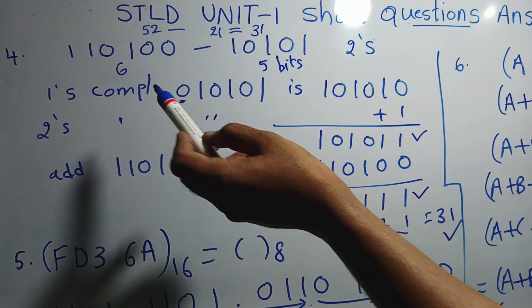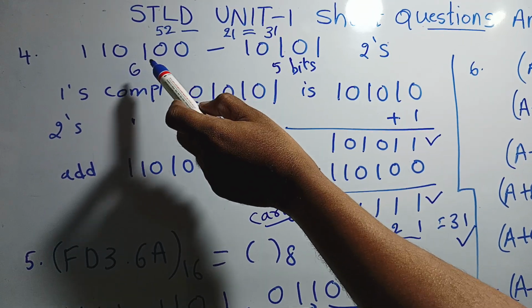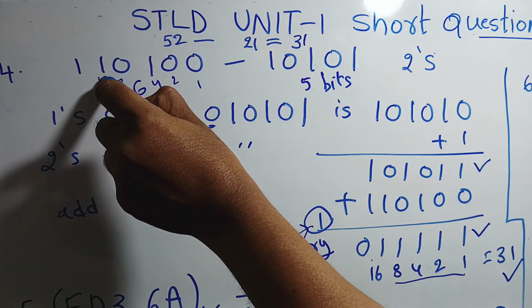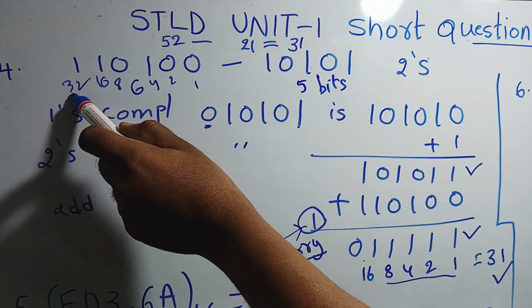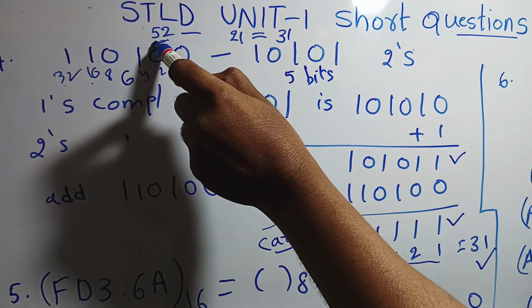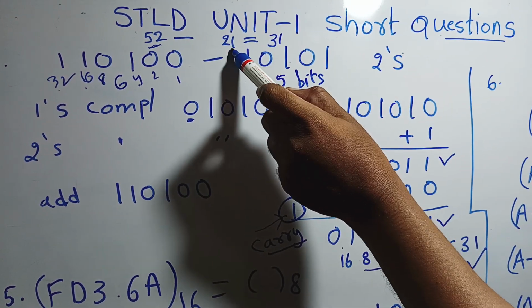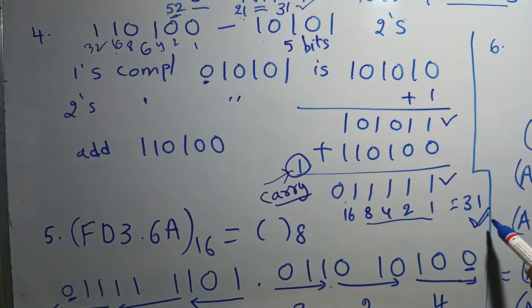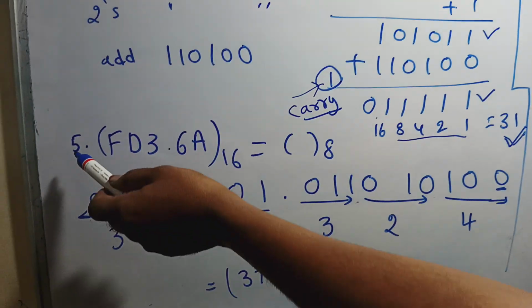Similarly, you can verify this answer 110100. So 1 2 4 8 16 32. 32 plus 16 is 48, 48 plus 4 is 52. Similarly, 10101 is 21. 52 minus 21 is 31. Our answer is also 31, so it is the correct answer.